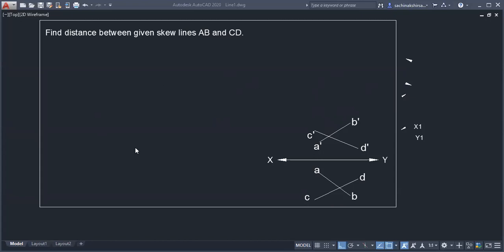And intersection and skew lines. It is almost the same. How to identify whether lines are intersecting or skew? The intersecting point lies on a single projector in the case of intersecting lines. Very good. A point of intersection will lie on a single projector. Then we say the lines are intersecting lines.